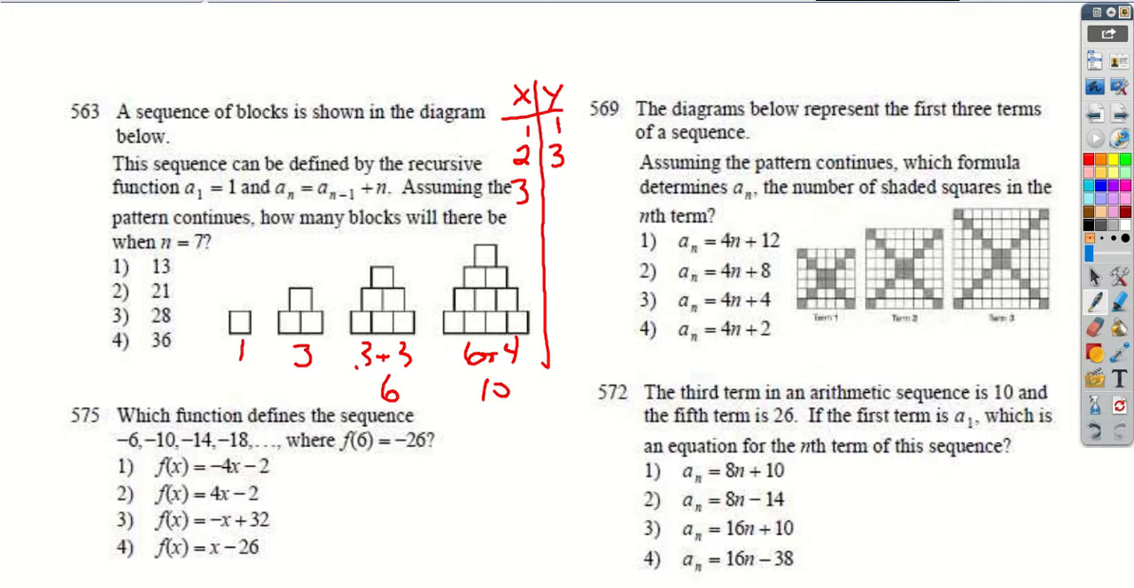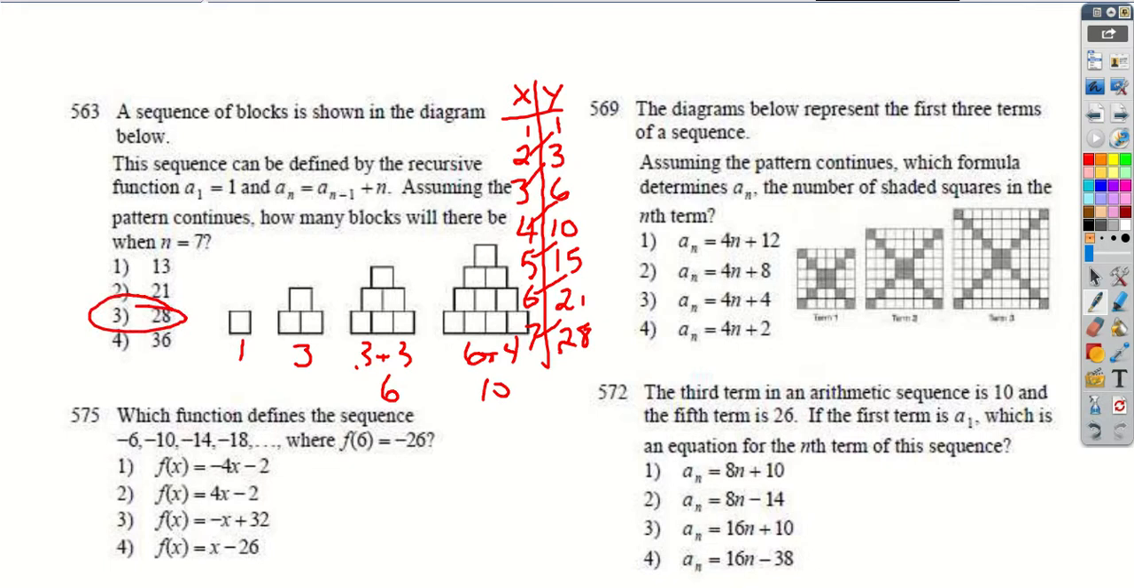3 is 3 plus 3, so I'm just adding these two together to get 6. 4 is 4 plus 6, which is 10. 5 is 5 plus 10, which is 15. 6 is 6 plus 15, which is 21. And then 7 is 7 plus 21, which is 28. So if you see the pattern, you can use it and get the answer that way. All right, that's just what we're looking for.